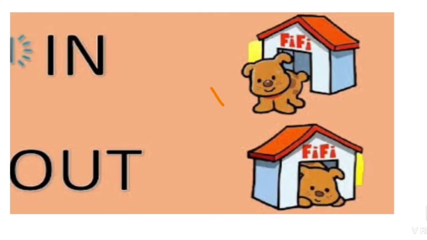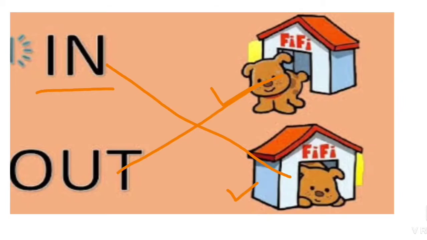This dog is out of the house and this dog is in the house. So, we have to match the correct in and out pair. This dog is in the house and this dog is out of the house. What is the spelling of in? In. O-U-T, out. In. O-U-T, out.